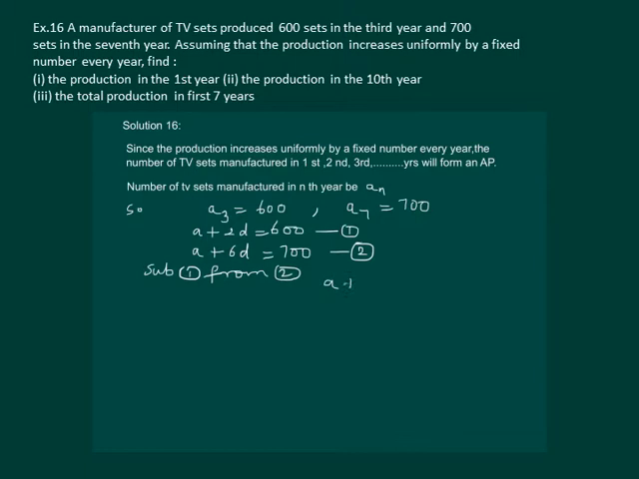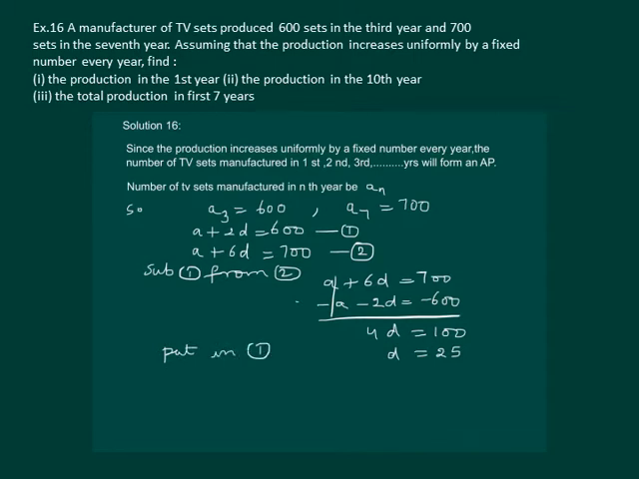we get A plus 6 D minus A minus 2D equal to 700 minus 600, which gives us 4D equal to 100 or D equal to 25. Substitute in any one of the equations. Say we put in first equation. Then A plus 50 equal to 600, A equal to 550.